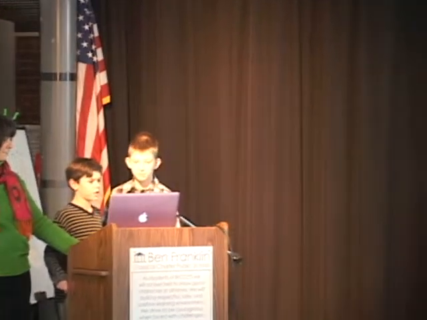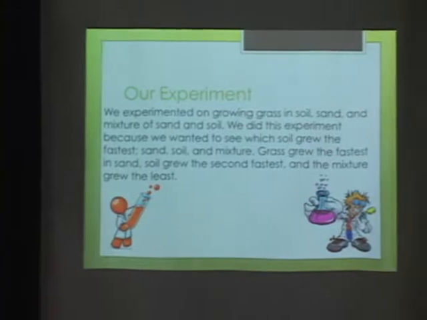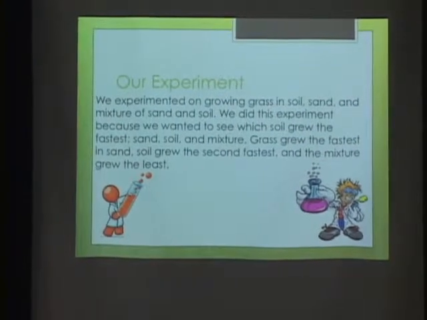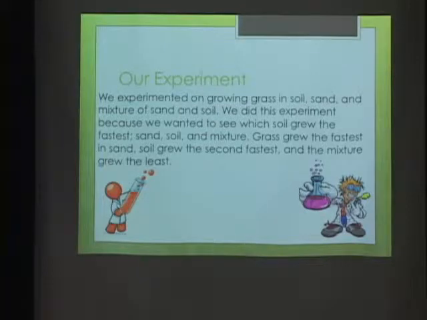Our experiment. We experimented on growing grass in soil, sand, and a mixture of sand and soil. We did this experiment because we wanted to see which soil grew the fastest, sand, soil, or mixture. Grass grew the fastest in sand, soil grew the second fastest, and mixture grew the least.